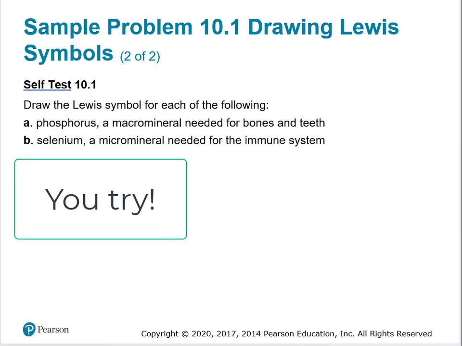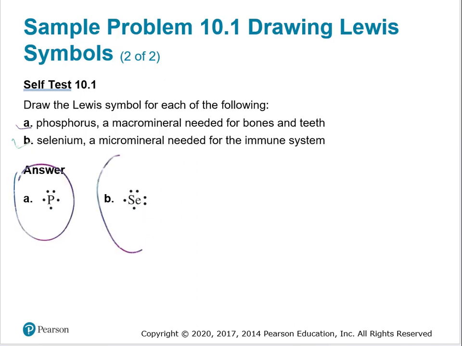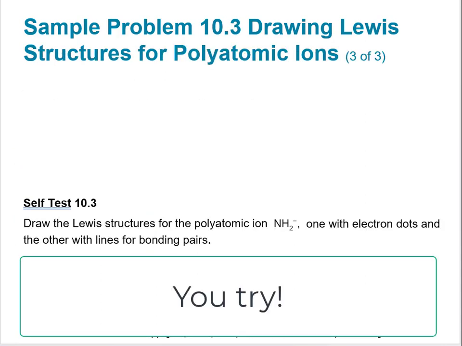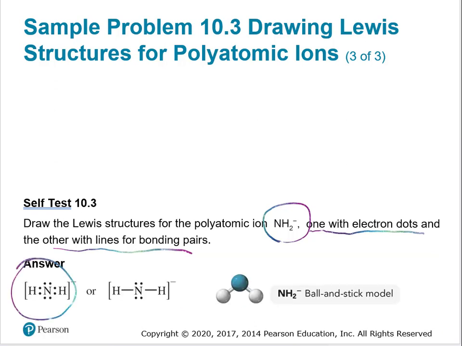How about this one? Draw the Lewis symbol for phosphorus and for selenium. How did you do? Did you get these answers? Now draw the Lewis structures for the polyatomic ion NH2 with a -1 charge. Try drawing it with electron dots for one of your drawings, and for the second drawing, draw it with lines wherever those bonded pairs are. Did you get this for your first answer and this for the second answer?